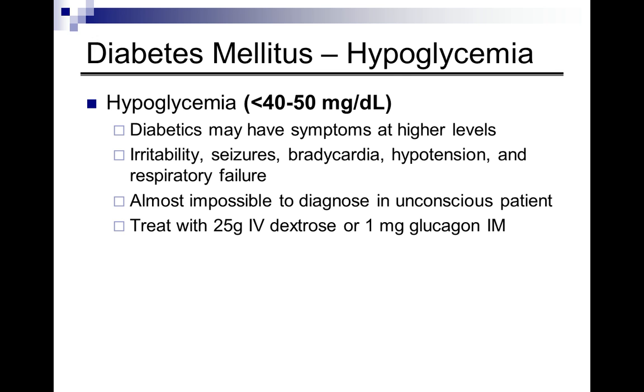Hypoglycemia can present with irritability, seizures, bradycardia, hypotension, and respiratory failure. But many of these signs are absent in the unconscious patient, and so it can be very difficult, if not impossible, to clinically diagnose hypoglycemia without laboratory values. The treatment for hypoglycemia would be IV dextrose or glucagon.